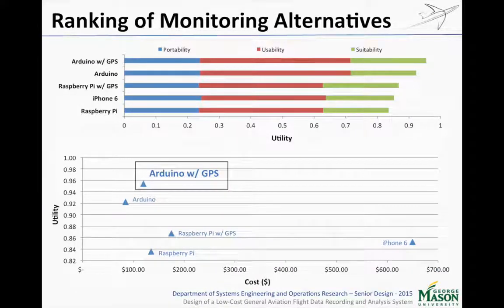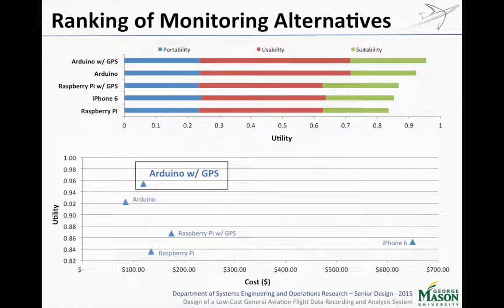When we stacked all these together and took a glimpse at their utility and their cost, we found that the Arduino with the GPS was the second lowest cost and the highest utility. And for that reason, we decided to go ahead and prototype during the winter break with our Arduino Uno.